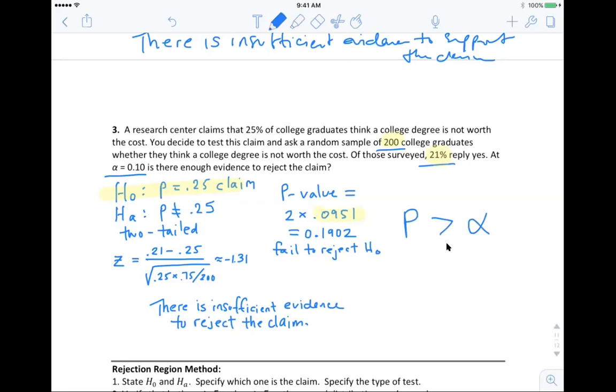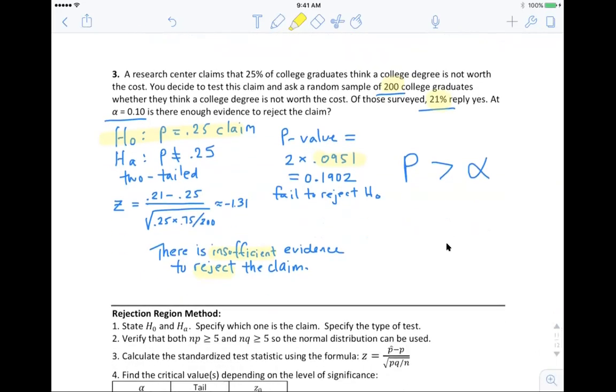And then you combine the fail to reject with the fact that H sub 0 is the claim. And so then there is insufficient evidence to reject the claim, okay? So there's a good summary of what we're doing so far in the p-value method. This can also be accomplished using StatCrunch. So maybe I'll show you StatCrunch real quick. We could try this problem with that method.